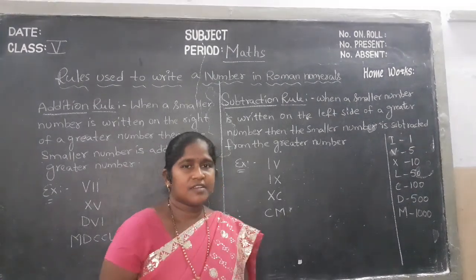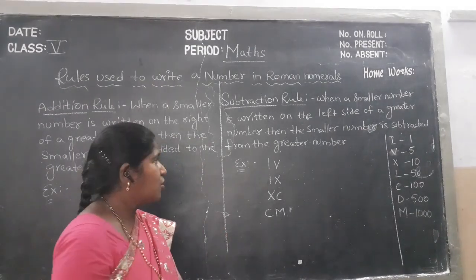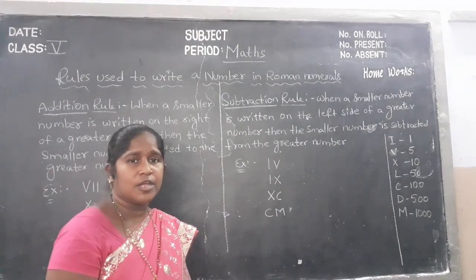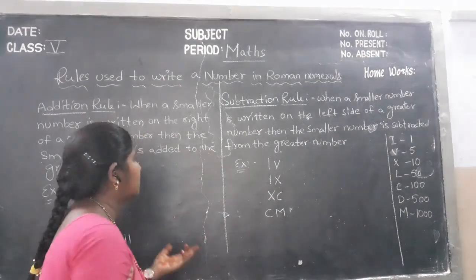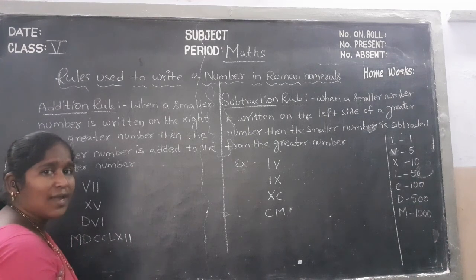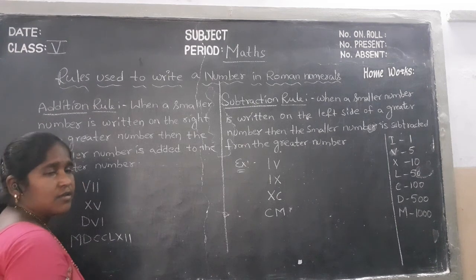Children, in the last class we were learning how to write Roman numerals, and how to convert Roman numerals into Hindu Arabic and Hindu Arabic into Roman numerals. Today we will learn some rules: how to add Roman numerals and how to subtract Roman numerals.